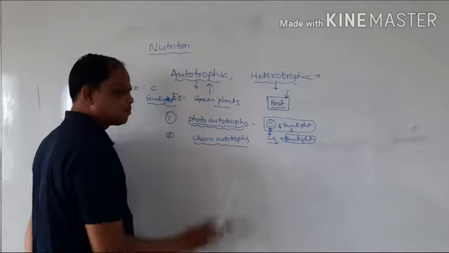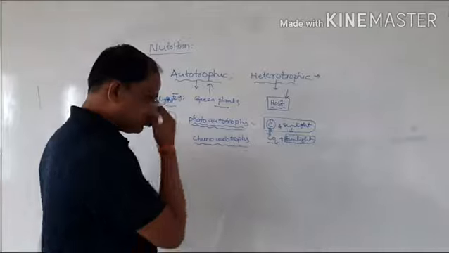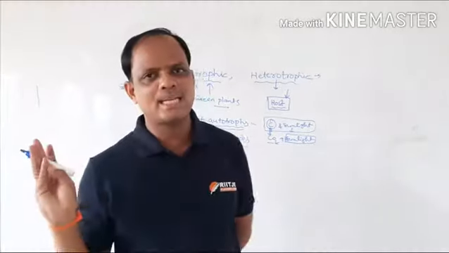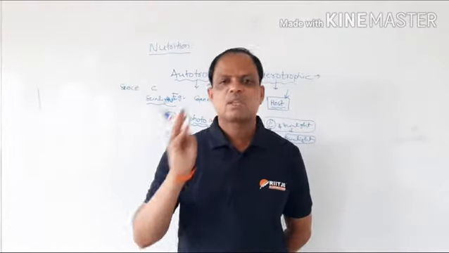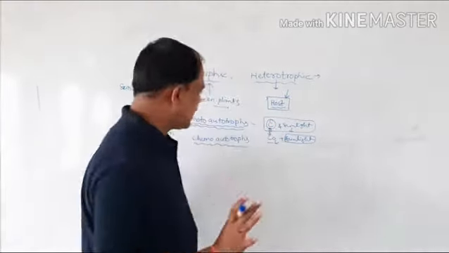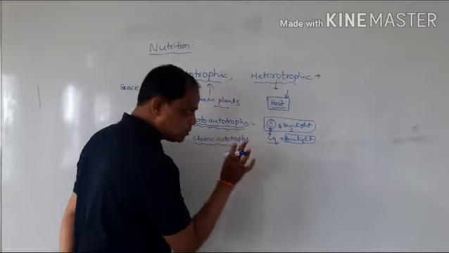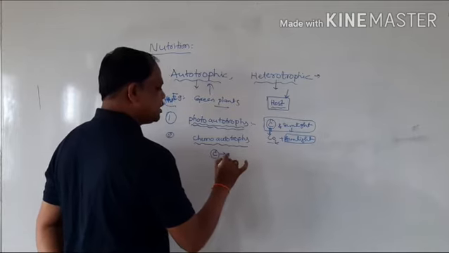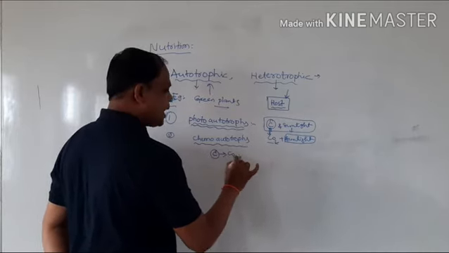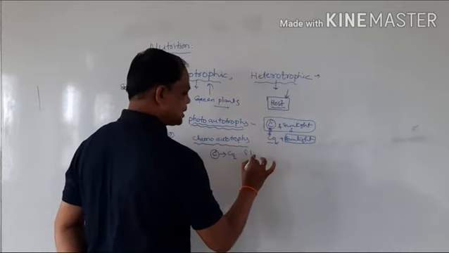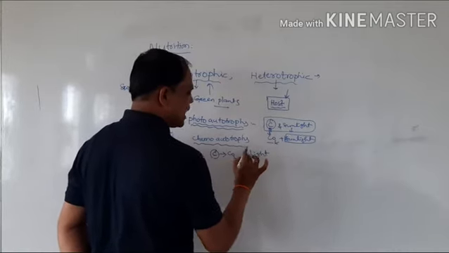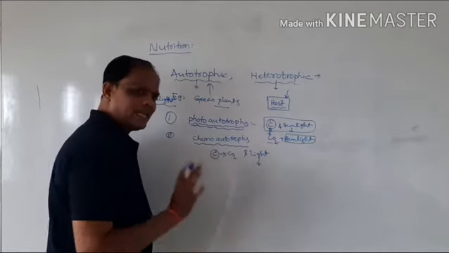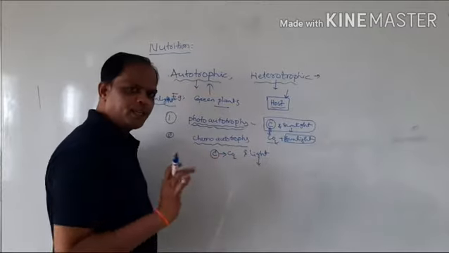Chemoautotrophs include, for example, nitrifying bacteria, sulfur bacteria, and iron bacteria. These are three examples of chemoautotrophs. For the carbon source they depend directly on CO2, and for the energy source they depend directly on chemical reactions.